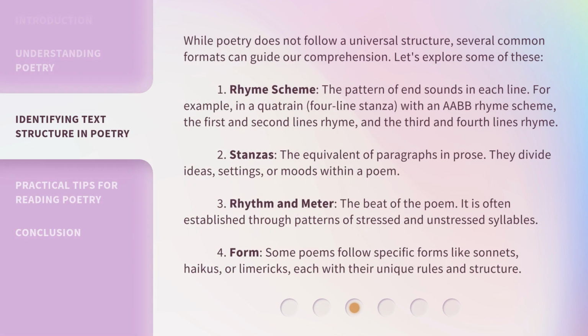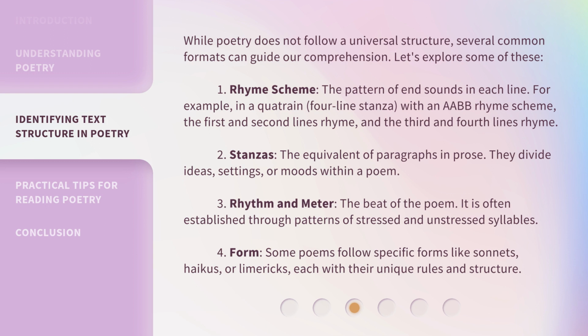While poetry does not follow a universal structure, several common formats can guide our comprehension. Let's explore some of these. 1. Rhyme scheme. The pattern of end sounds in each line. For example, in a quatrain, a 4-line stanza, with an AABB rhyme scheme, the first and second lines rhyme, and the third and fourth lines rhyme.